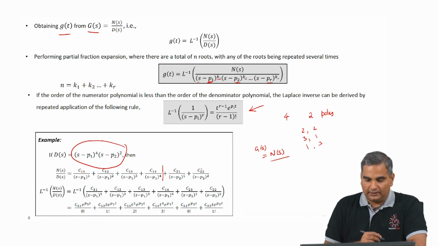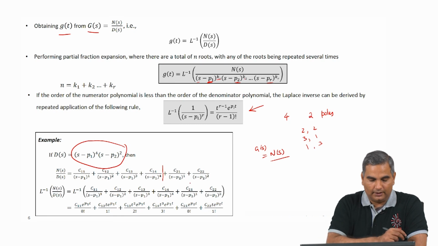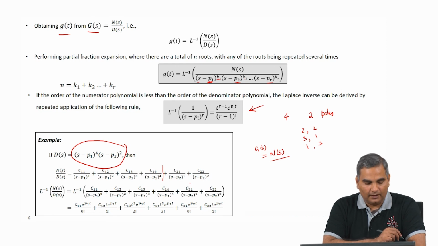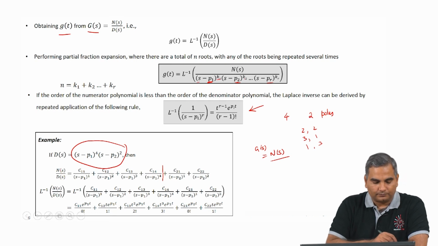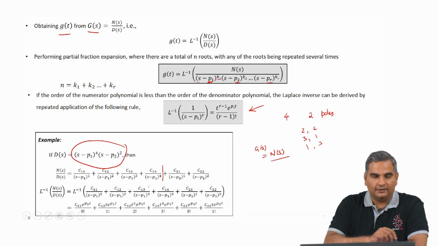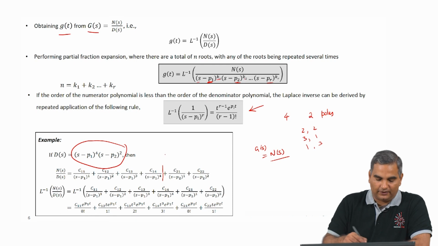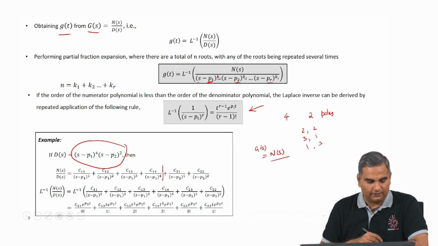Notice that I have not said how we are going to compute these C11, C12, C13, C14, C21, C22 yet. However, I can guarantee that if I have this numerator by denominator where the denominator is of this form, I can always write this in this partial fraction form, and these constants will exist such that when I reduce all of this I will get back my numerator n of s by d of s.